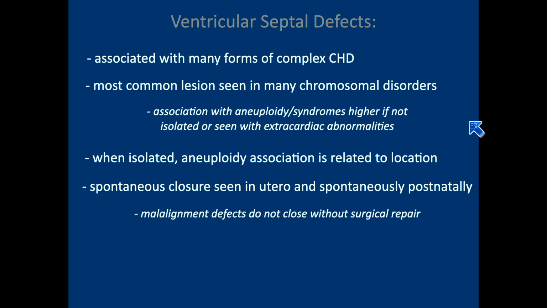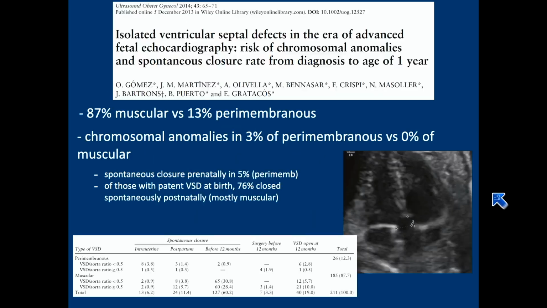So the things to remember: it's associated with many forms of complex CHD, but there will be a huge incidence in your patient population, using correct ultrasound settings, of finding these as isolated muscular defects. They're the most common lesion by far seen in many chromosome disorders, and that's one thing to keep in mind, especially if it's not your standard run-of-the-mill mid-muscular VSD. When isolated, the aneuploidy association is related to location. Mid-muscular, very low risk. Subaortic or malalignment type VSD, very high risk. And there's a likelihood of spontaneous closure, though if they're malaligned, they're not going to spontaneously close because there's no way for those edges to reapproximate themselves.